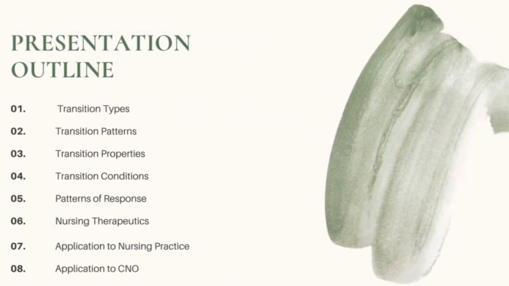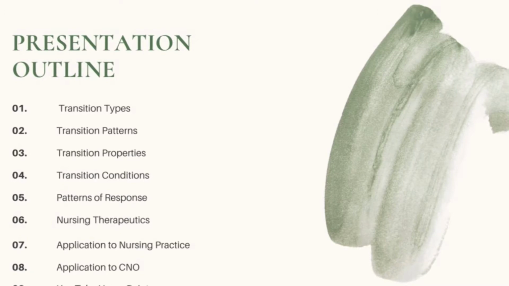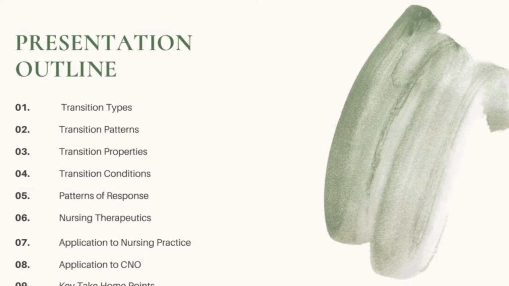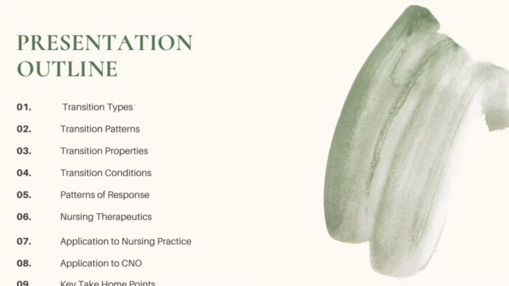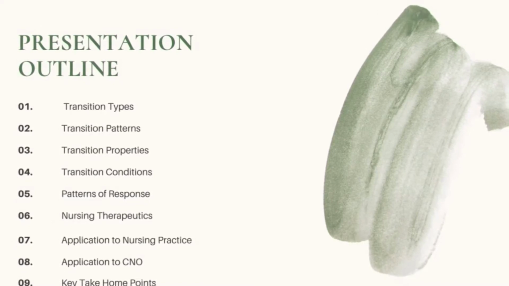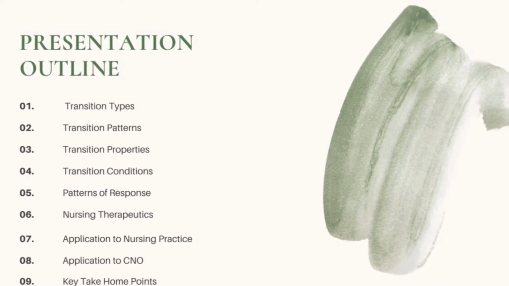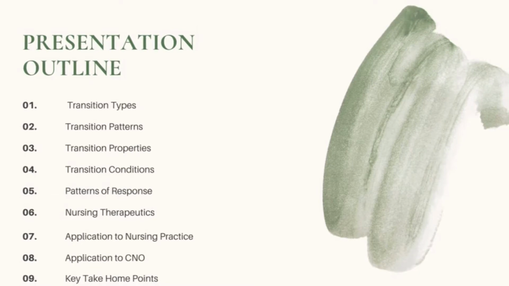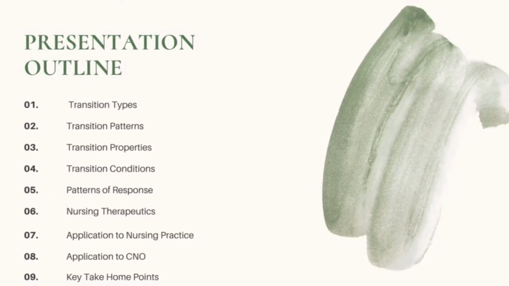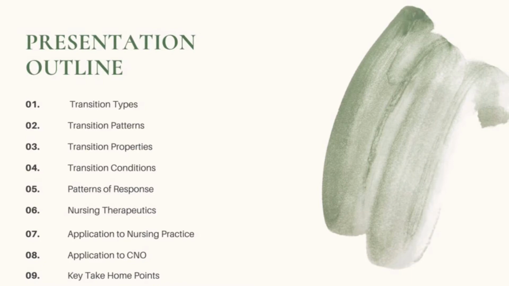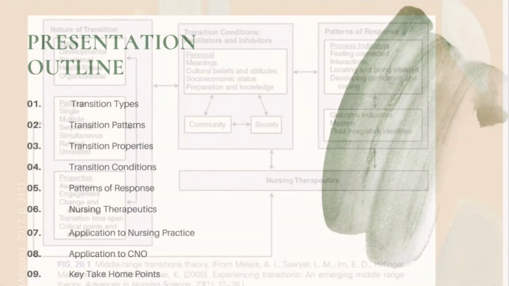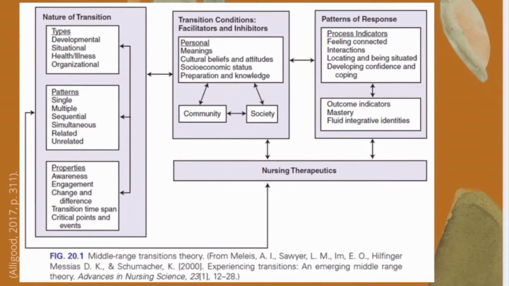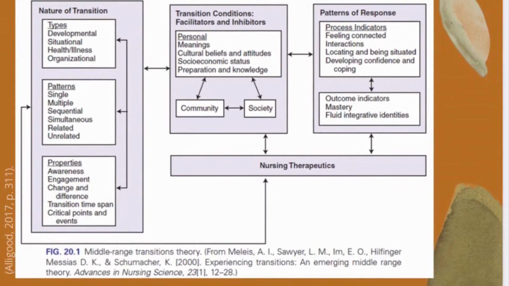The presentation outline includes types, patterns, and properties of transitions, transition conditions and patterns of response. Then we will discuss nursing therapeutic interventions during the transition process. And for the last part of the presentation, we will be focusing on the role of the nursing meta paradigm in this theory, its application to nursing practice, as well as its application to the CNO's entry to practice and ethics guidelines. This diagram outlines the key components of the transitions theory that we will be addressing in our presentation.